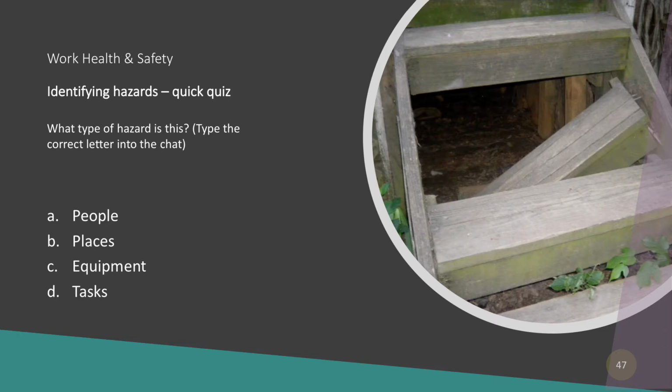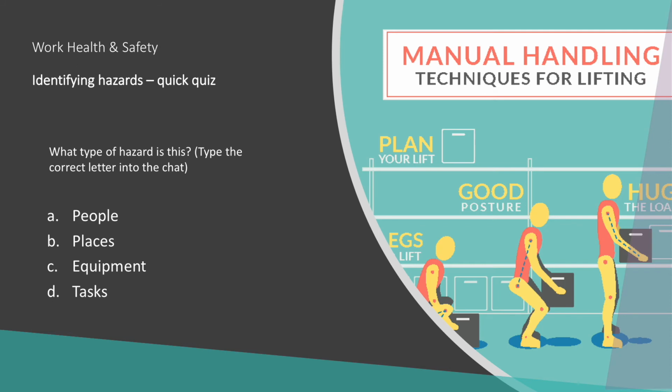Okay, here's a little quiz. Identifying hazards. What type of hazard is this? Now you can't type the correct letter into the chat, but you can think in your own head. Is it A, people, B, places, C, equipment, or D, tasks? The correct answer is B, places.